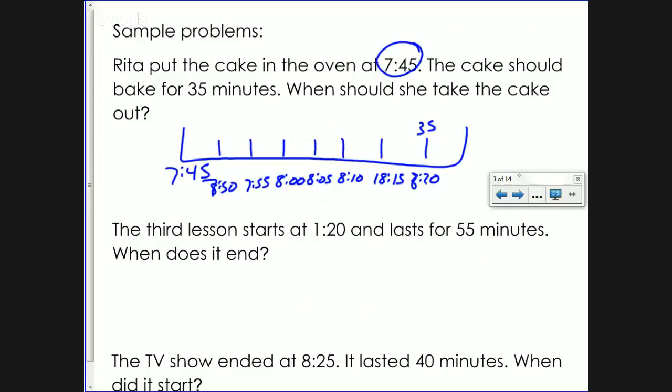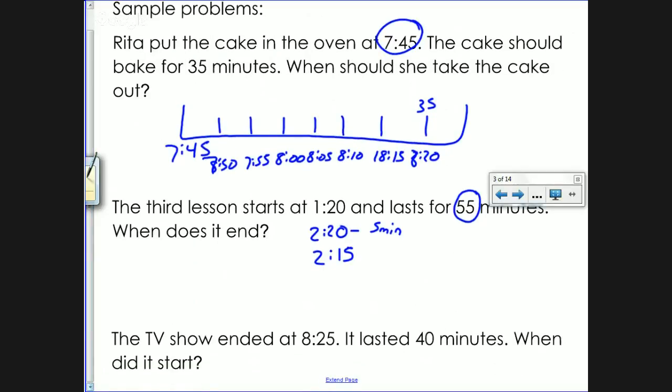The third lesson starts at 1:20 and lasts for 55 minutes. 55 minutes is almost an hour. So we could use math to figure this one out. 1 hour after 1:20 would be 2:20. And 55 minutes is 5 minutes less than a full hour. So we would take 5 minutes away from that, which means that we would have a time of 2:15, because 20 take away 5 is 15.